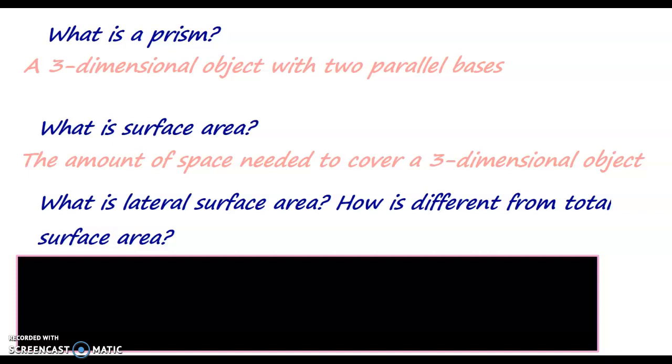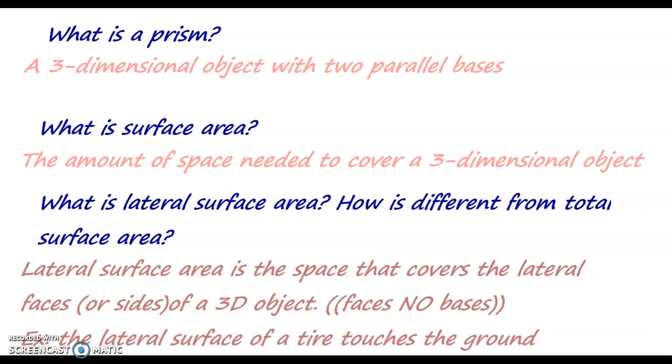What is lateral surface area and how is it different from total surface area? Lateral surface area is the space that covers the lateral faces or sides of a 3D object. Remember, we're talking about the faces, not the bases. An example would be a car tire. So the lateral surface area of the car tire is the part that touches the ground.